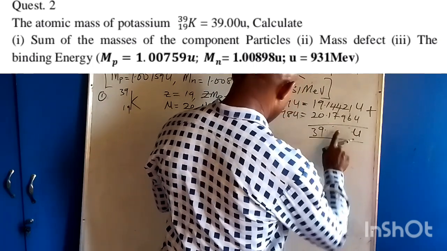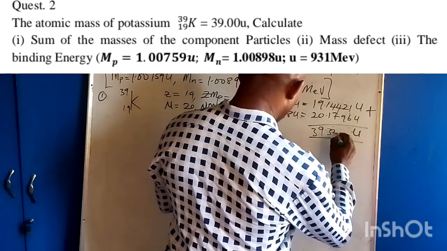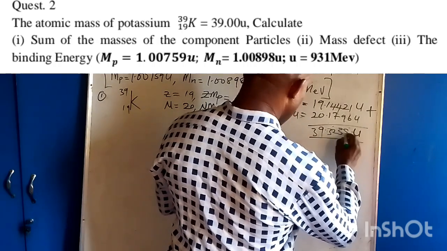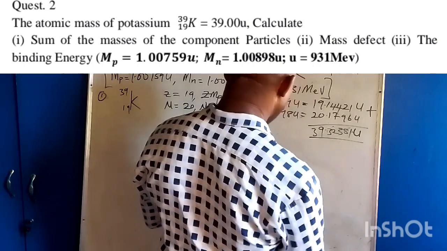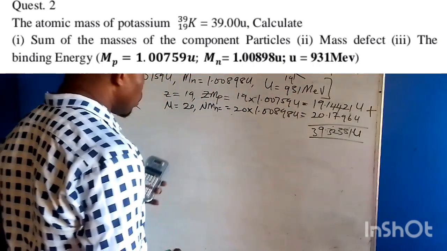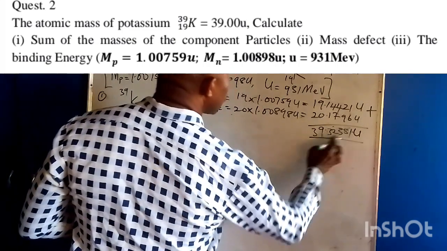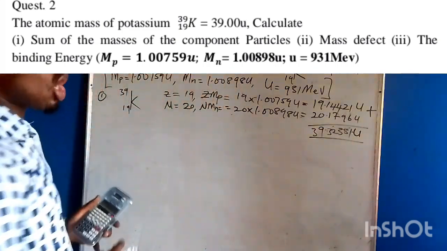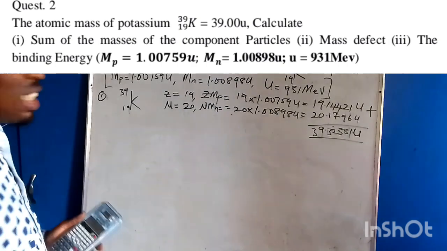Bear with me. It's 9.32381. We will add these two together. So it will now give us the sum of individual masses. Now the second question says mass defect.